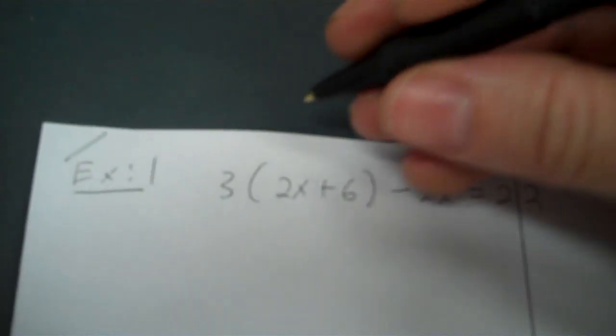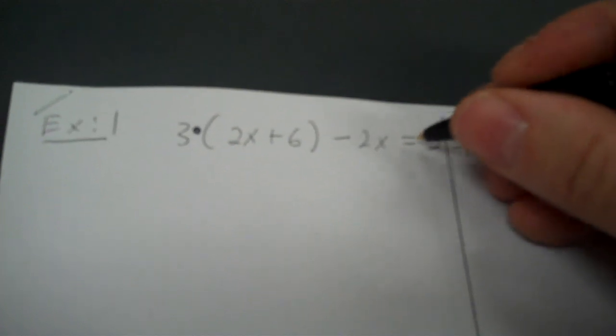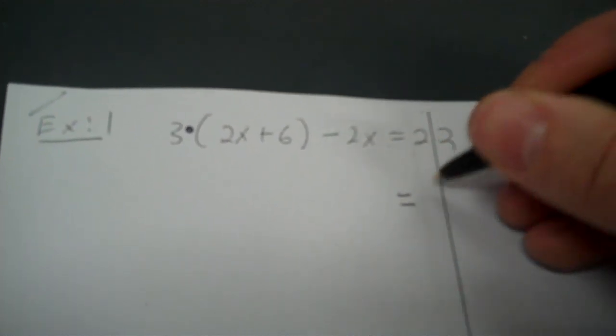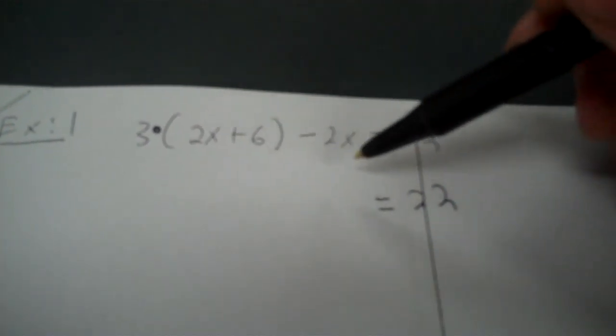What you have is 3 times the parentheses 2x plus 6, and then the parentheses is closed. Then you got minus 2x equals 22. That's a little bit more of a complex one. First, you're going to line up your equals, and you're going to put 22 over here, because what we have to do first is deal with that parentheses.